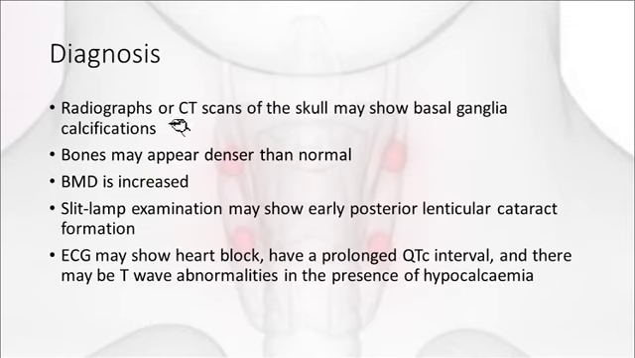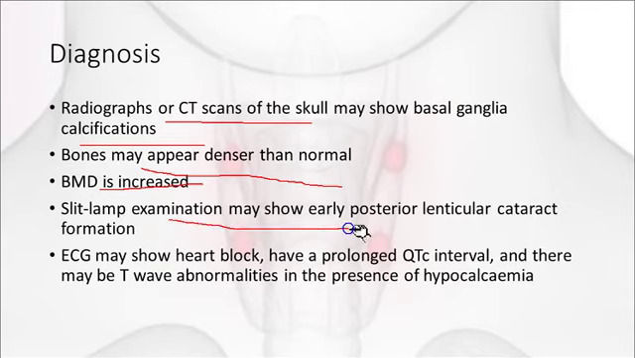Of course, a radiograph or CT scan of the skull may show basal ganglia calcification, and this is as a result of hypoparathyroidism, and this is where we need to use radiographs and CT scans much more. Of course, we will use CT scans and MRIs and ultrasonography to some degree when we are looking for hyperparathyroidism as well. Bones may appear denser than normal, and bone mineral density is generally increased, which is the opposite of hyperparathyroidism, in which bone mineral density is actually decreased.